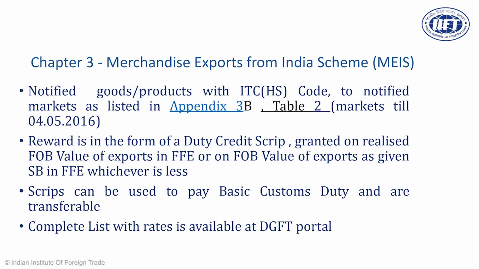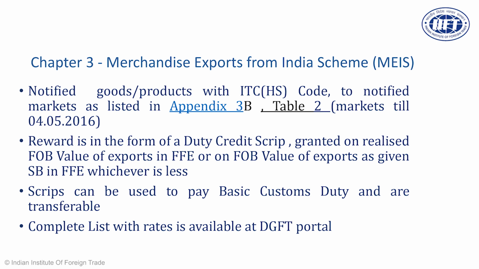The current foreign trade policy has the scheme known as the Merchandise Exports from India Scheme, MEIS in short, under which if an exporter has exported goods which are mentioned in the list of the MEIS, which is Appendix 3B Table 2, then he is eligible for a certain percentage of the total value of the shipping bill or the amount which has been realized by the export of those items, whichever is less. And these rates at present are in the range of 2% to 20%. So we have rates at 2, 3, 4, 5, 7, 10 and 20.